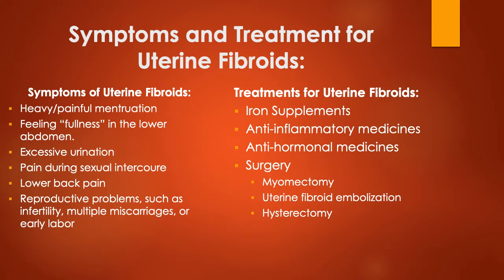Some of the treatments for uterine fibroids would be iron supplements, especially for women that lose a lot of blood during menstruation, and anti-inflammatory or anti-hormonal medications that can help to balance out and hopefully prevent more fibroids or the fibroids from growing larger. And of course, there's also a surgery option, like embolizing the uterine fibroid so that no more blood comes to that area, a myomectomy, which can remove that fibroid in some cases from the uterus, or a hysterectomy in severe cases where the whole uterus is removed.